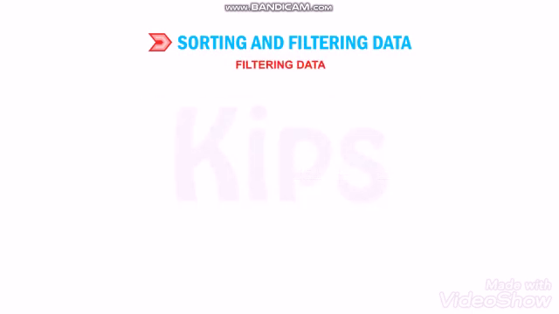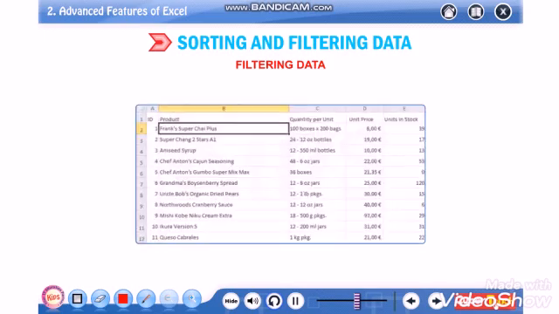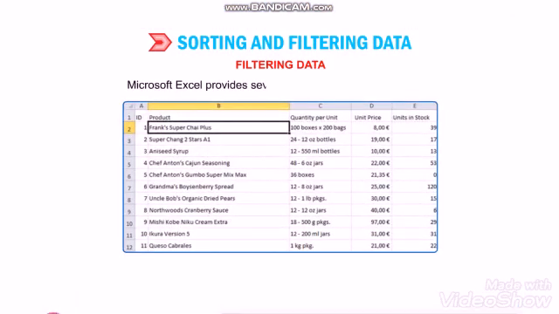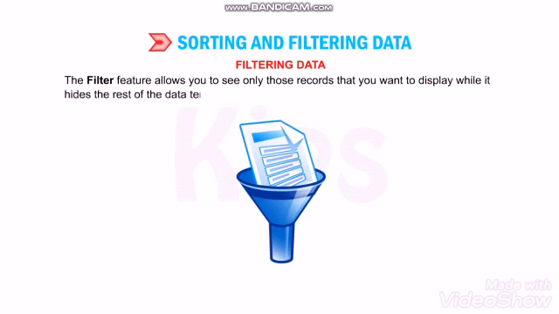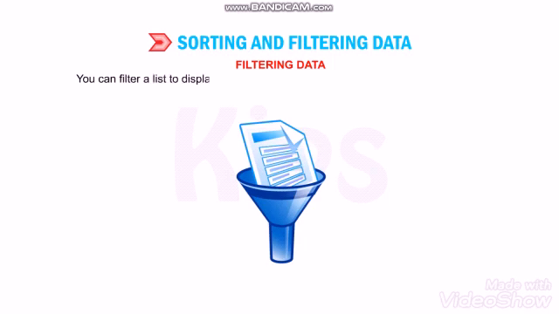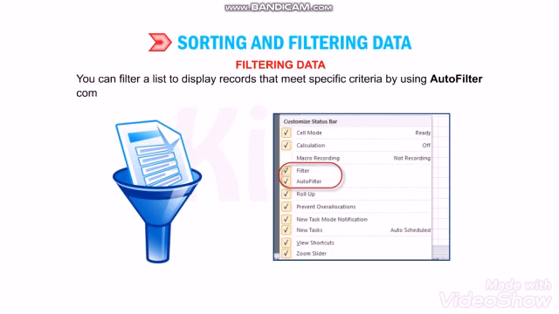Let us now discuss filtering data. Microsoft Excel provides several ways to analyze data in a list. The filter feature allows you to see only those records that you want to display while it hides the rest of the data temporarily from the view. You can filter a list to display records that meet specific criteria by using Auto-Filter command.